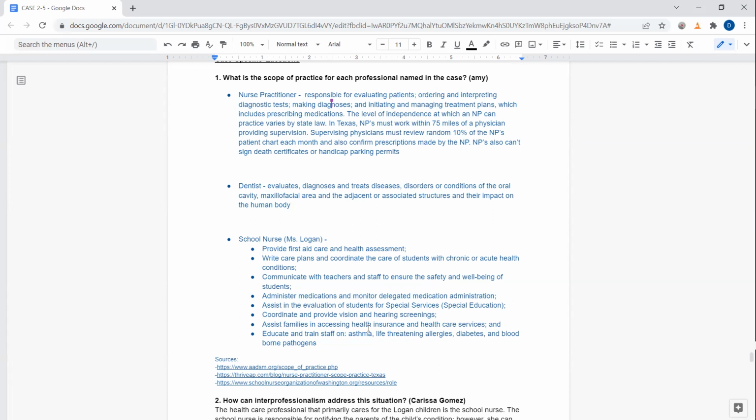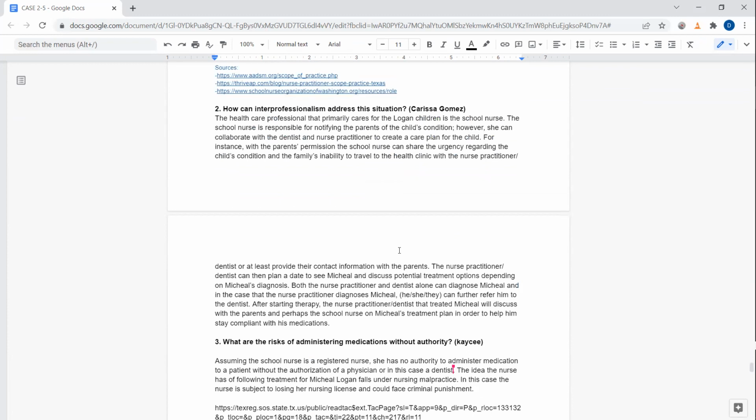And the school nurse, Miss Logan, provides first aid care, health assessments, writes care plans, and coordinates care of students with chronic or acute health conditions, communicates with teachers and staff to ensure safety and well-being of students. They also administer medications and monitor delegated medication administration. They assist in evaluating students for special education and special services, and they coordinate and provide vision and hearing screenings, assist families in accessing health insurance and healthcare services, and educate and train the school staff on care for asthma, life-threatening allergies, diabetes, and bloodborne pathogens.